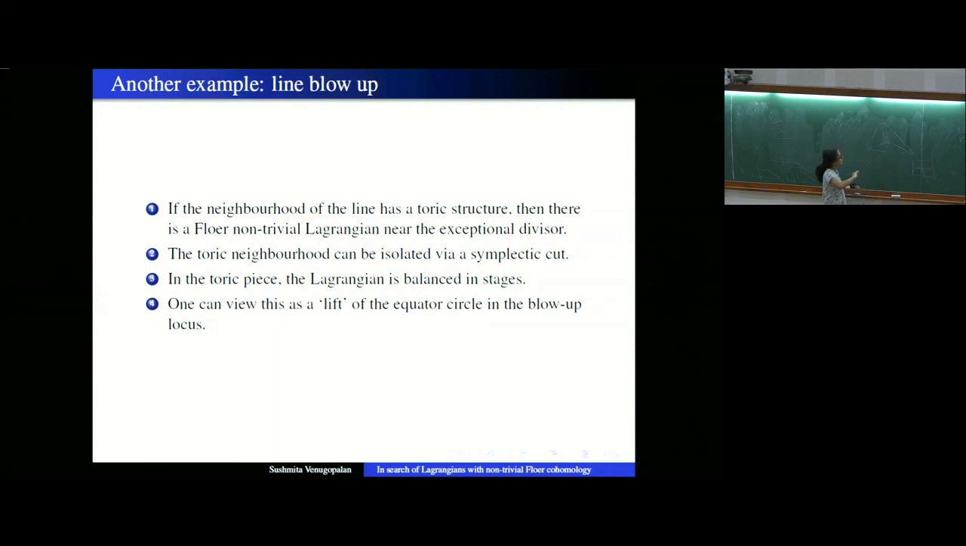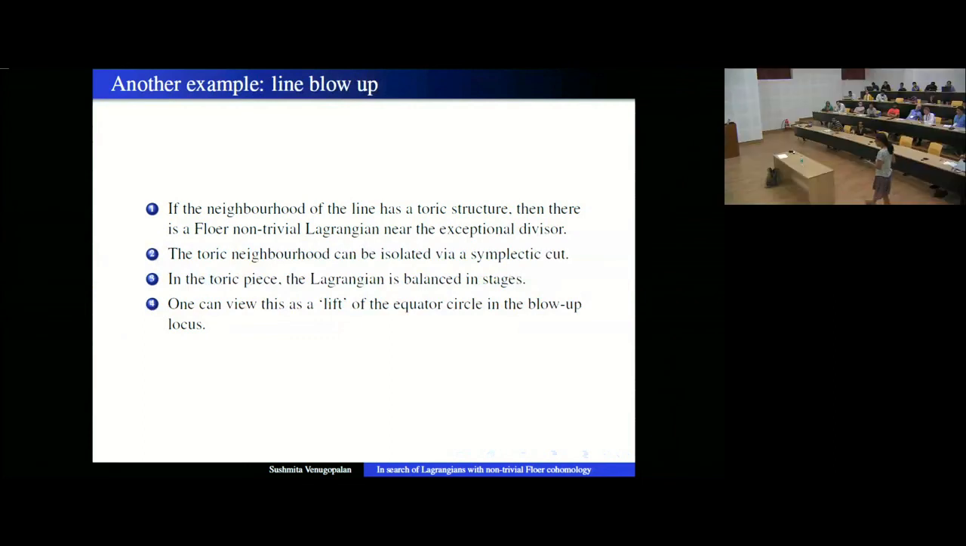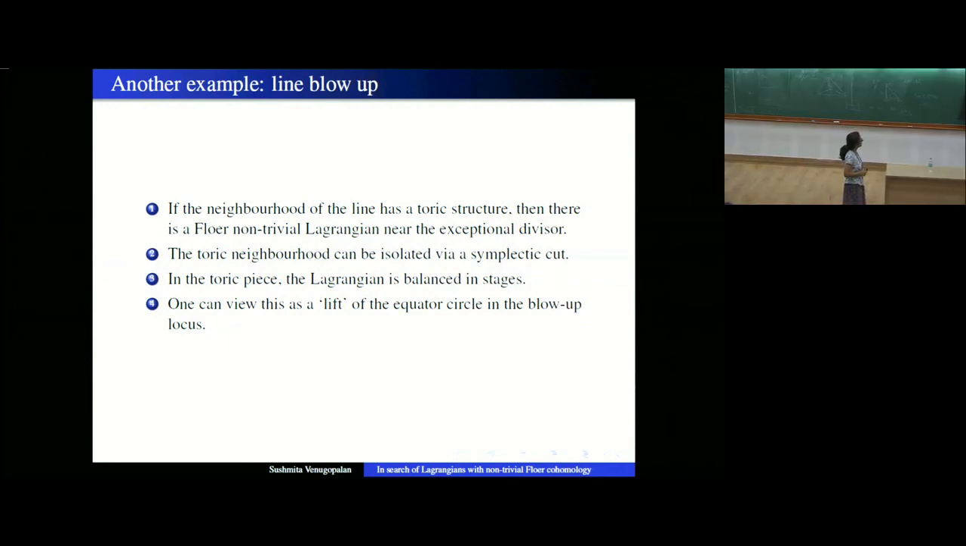And the balancing here happens in stages. So you have these three disks which balance each other. And then there are these two disks incident to the top and bottom face. Okay. And in general, if the neighborhood of a complex line in a symplectic manifold has a toric structure, then there is a Floer non-trivial Lagrangian near the exceptional divisor.